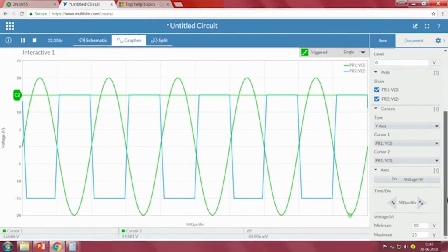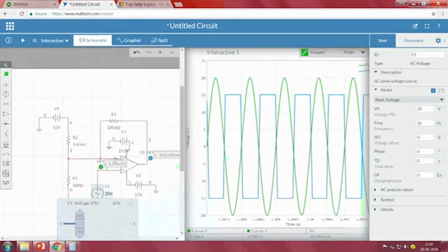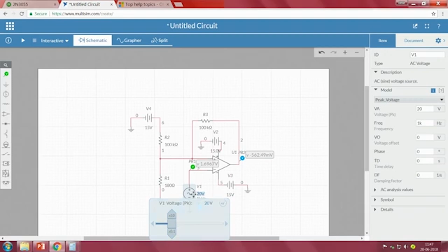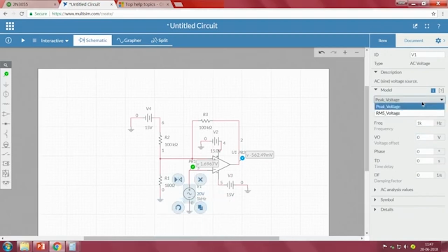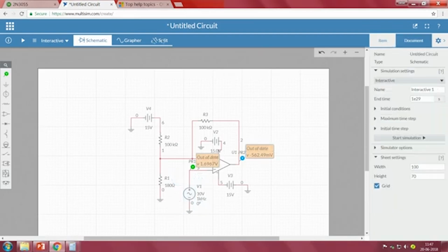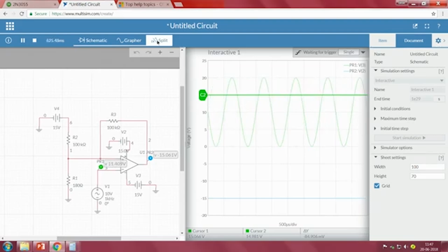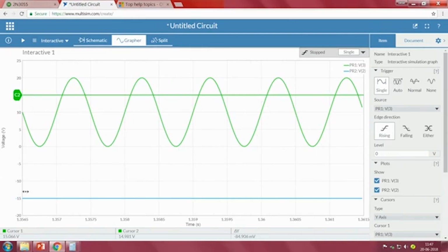So, what I will do here, rather than saying a peak value of 20, I will say an offset of 10 and a peak of 10. Okay. This is good for us.